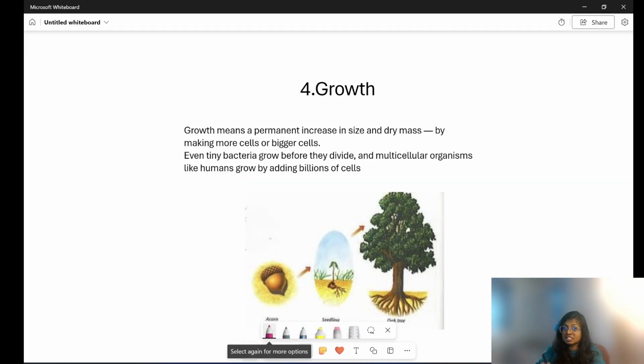The fourth characteristic is growth. The definition of growth is the permanent increase in size and dry mass by making more cells or bigger cells. This is the most important part.